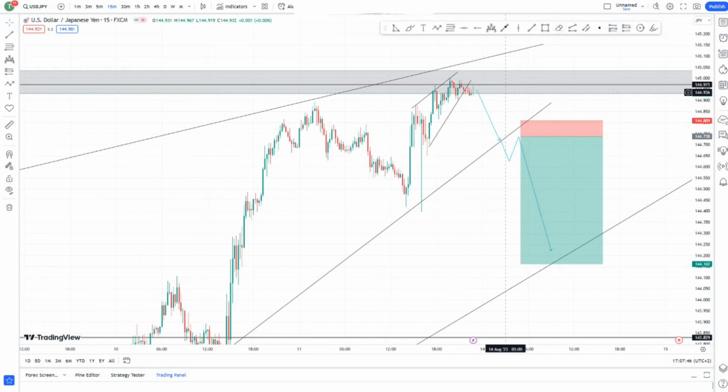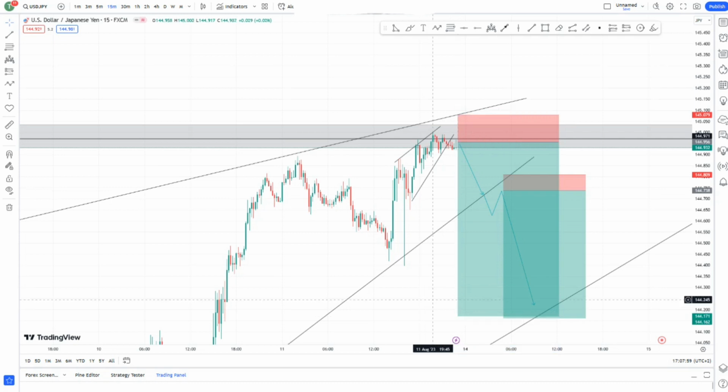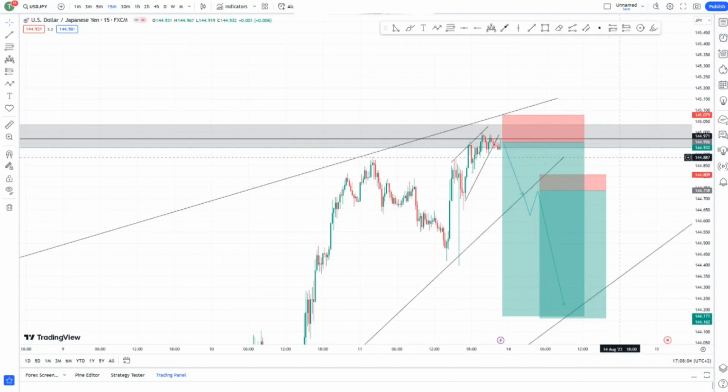So obviously, if price does go down this way, what you'd be expecting to do is to take your first entries right here, stop loss real tight. This one you're going to swing towards the downside, and you're going to start scaling in right there. So that's it for USDJPY.